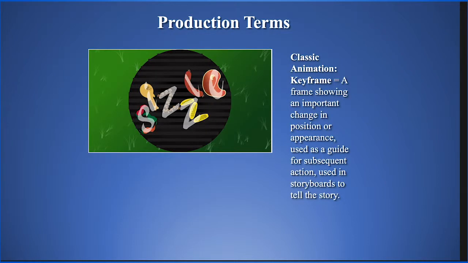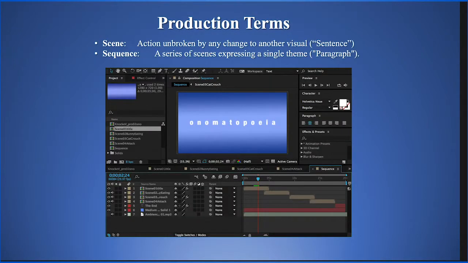A keyframe is a frame showing an important change in position or appearance, used as a guide for subsequent action. It's used in storyboards to tell the story. A scene is an action unbroken by any change to another visual. It's like a sentence in writing. A sequence is a series of scenes expressing a single theme, like a paragraph in writing.